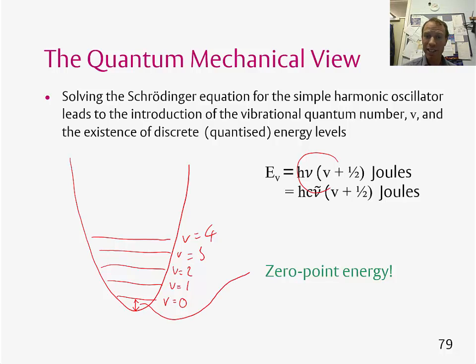The interesting thing here is that the lowest possible vibrational state doesn't have zero energy. It's got a finite non-zero energy, and this is described by the zero-point energy. This is a purely quantum mechanical effect, and it doesn't happen in a classical case.